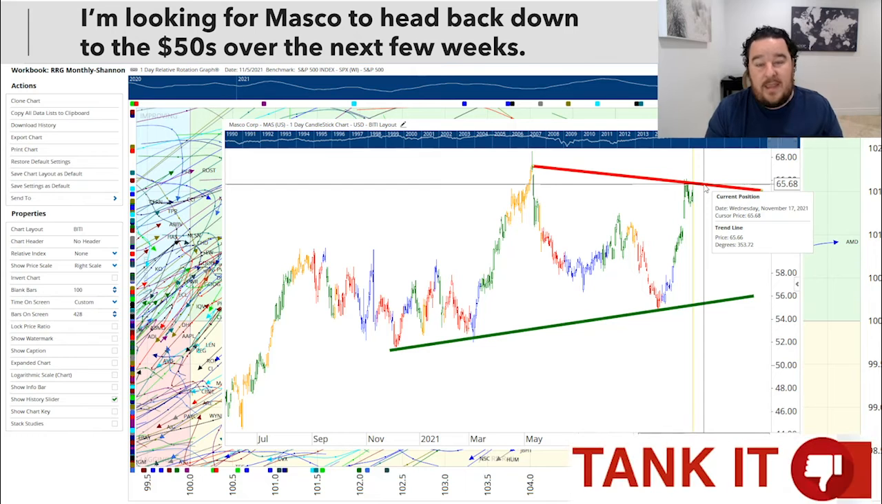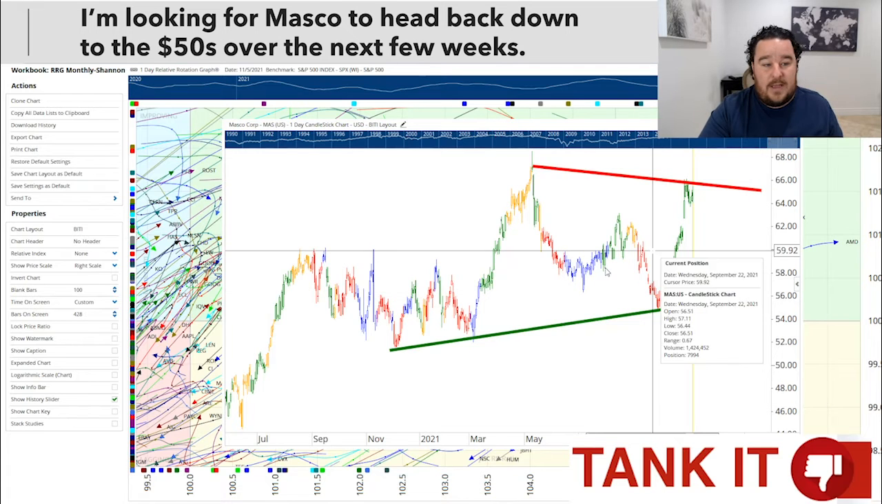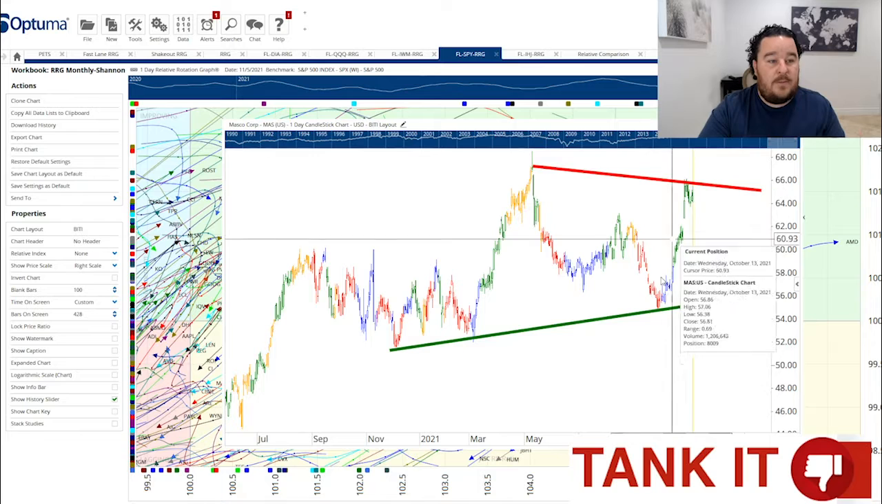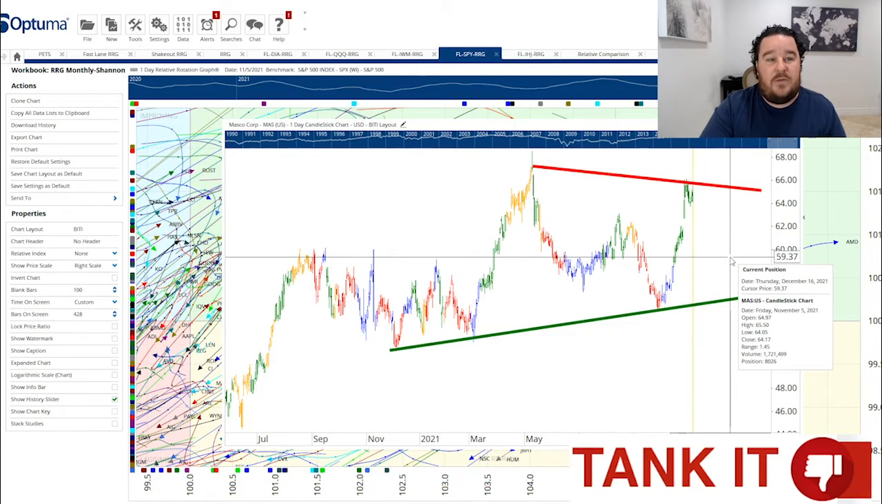So this is going to be on our tank it list. We're looking for this one to head back down to the mid 50s over the next few weeks. And that's a sharp move, but look how quick that move was to the upside. Not even a month? Big run up. Now we're looking over the next month or two to start heading lower and make this move to the downside.